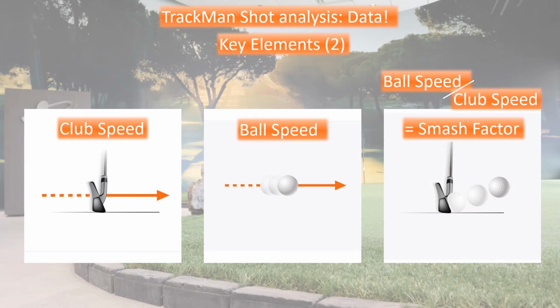It is ball speed divided by club speed. A perfectly struck driver should achieve a 1.5 smash factor. The less direct strike of a more lofted club will have a lower potential smash factor.